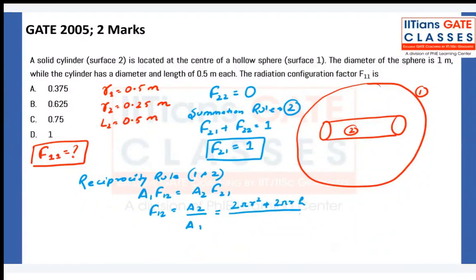And the sphere: what is the area of the sphere? Anyone? Sahil has already solved it. 4 pi r square. Now this is R1, this is R2, this is R2, and this is L2. So yes, 4 pi r square. Very nice. So you can put the values, you know everything, and calculate F12. How much is F12? Can you tell me, Sahil, how much is F12?